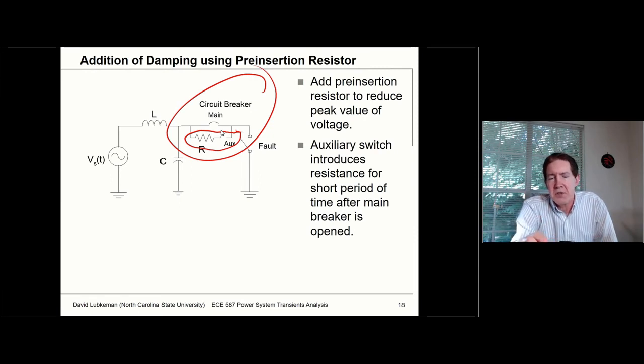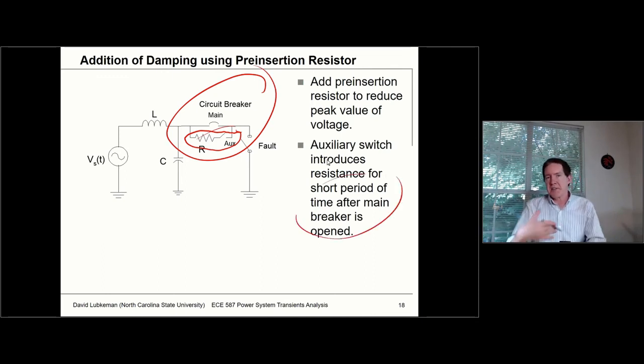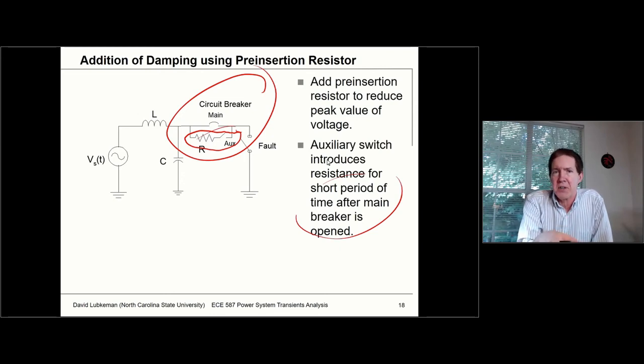And so what you would do is when you open up the circuit breaker, instead of just going to a scenario where that circuit breaker is the only thing in there, what you would actually do is put in this auxiliary resistor. All right, so you put this into the circuit a short period of time after the main breaker is open. What that does is it turns this into an RLC circuit, and it provides a measure of damping in here.